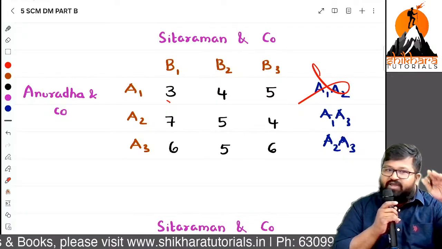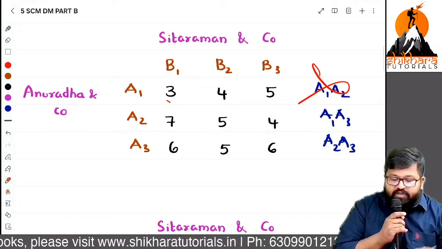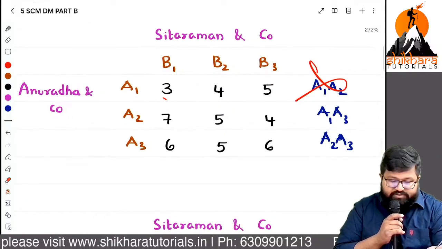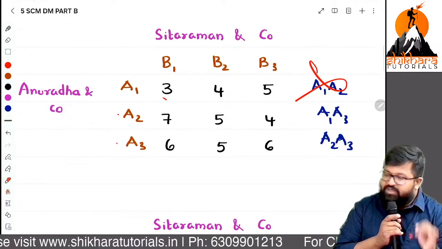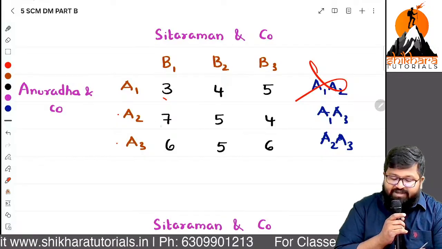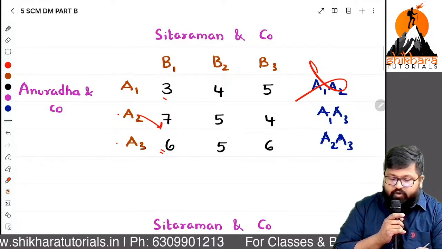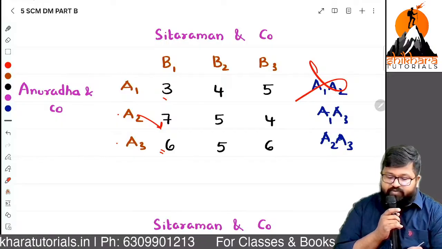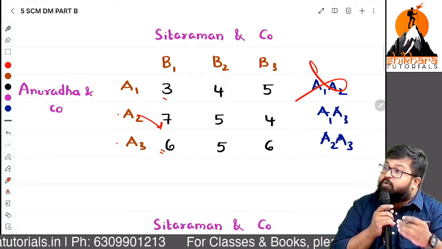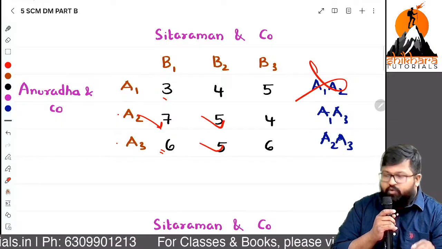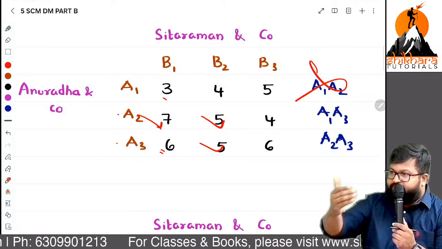Now A2 and A3. Shall we go with A2 and A3? Compare the values and tell the values. Sir, I am comparing A2 with A3. Okay, 7 highest or 6 highest? What about the next option? Both are equal. If both are equal, no issues. You can keep the tick mark for both at the same point.